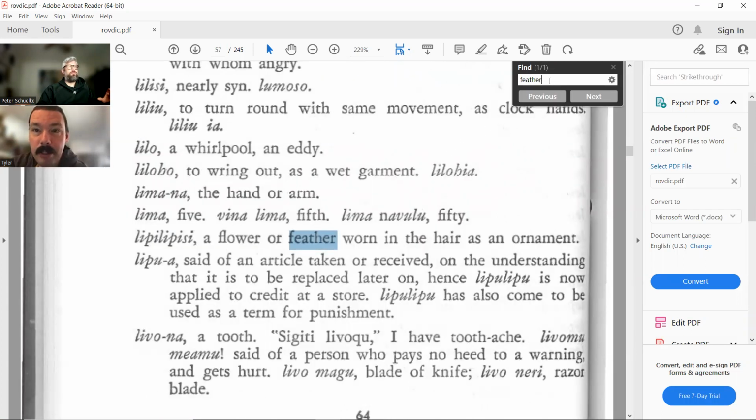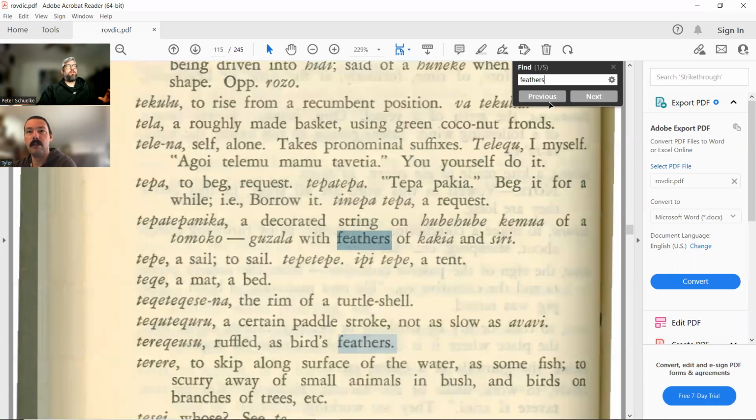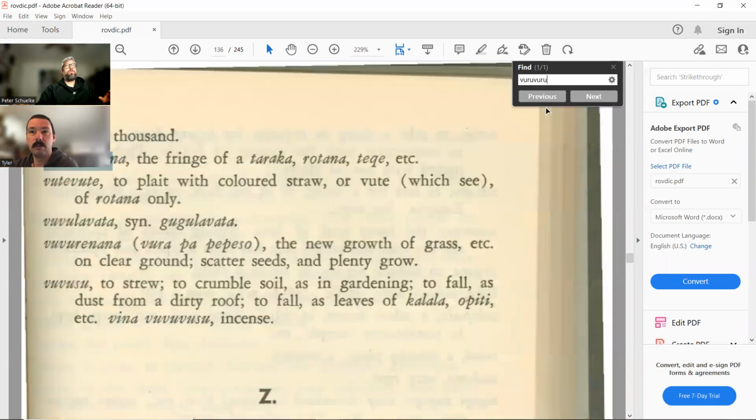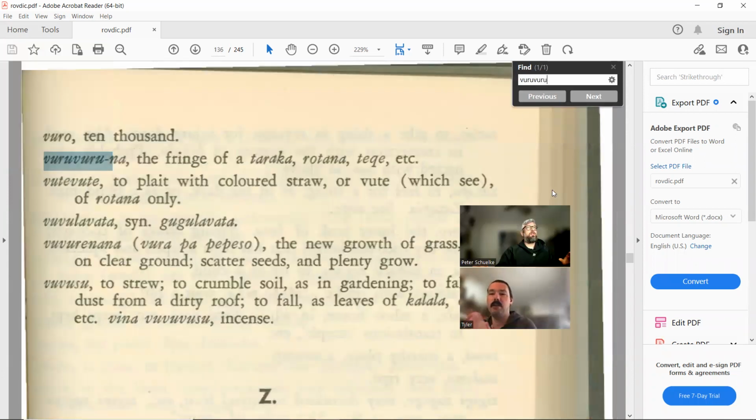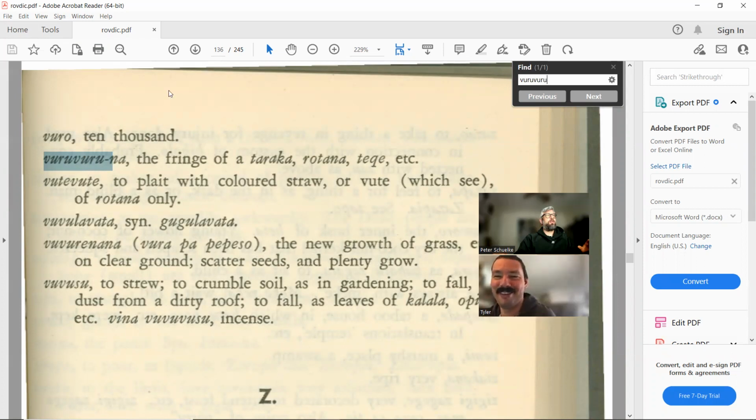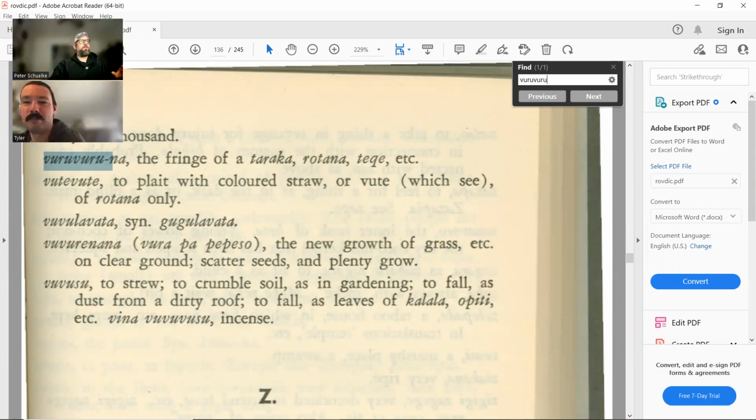No, that gave us multiple for feathers. Lima 5, how nice. Uzala with feathers. Let's look for Vurunu. Or just Vurumu, because that one has a velar nasal. Well, there we get Vurumu, Vurumu. Oop, I'm covering it. I can't see it. The fringe. The fringe. What a great match, potentially. What a great candidate.